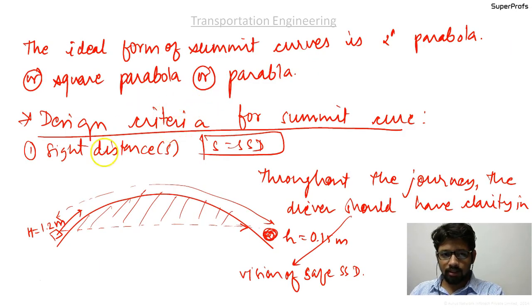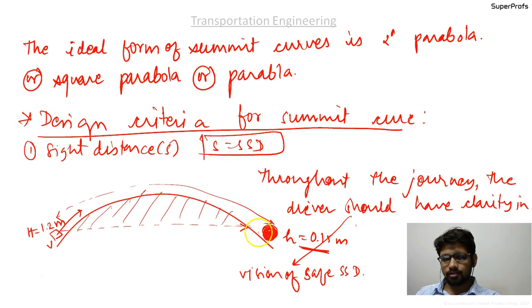It was like this. Here is the vehicle and here is the obstacle. There is an obstacle of height small h equal to 0.15, and the height of the driver's eye is given by 1.2 meters. But whenever we are considering the ISD, the intermediate sight distance, then in place of this obstacle there will be a vehicle, so there will be another vehicle.